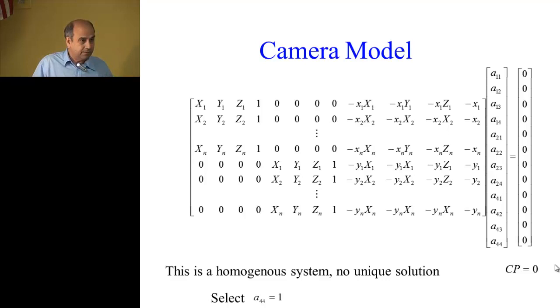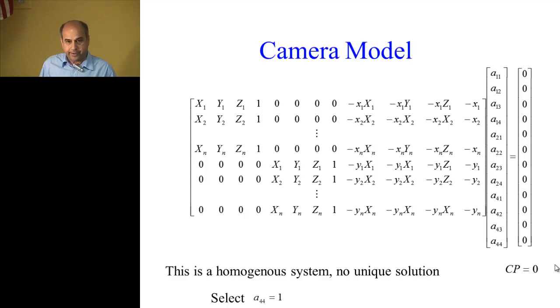So there is no way I can have a unique solution, which means I can select any element arbitrarily. I say A44 is 1. Now I have 11 unknowns. So that's the idea. This is a simple linear algebra thing. If you still don't understand, I can explain to you later. But this is pretty straightforward.